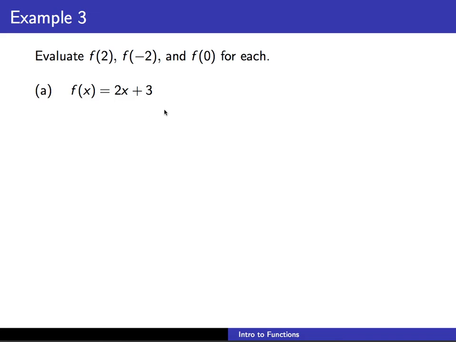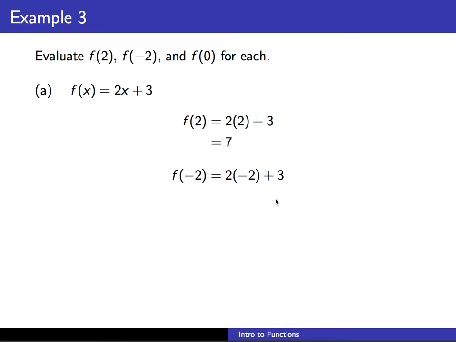So this function's whole purpose in life is to double whatever you give it and then add 3 to that result and give you back whatever the result is. So f of 2 means we're going to plug a 2 in for x and do 2 times 2 plus 3. So whatever number's inside this parentheses on the left, we plug into that variable on the right. So f of 2, take 2 times 2 and then add 3 to it. We get 7. So it's going to double 2 to get 4, add 3 to 4 to give us back 7.